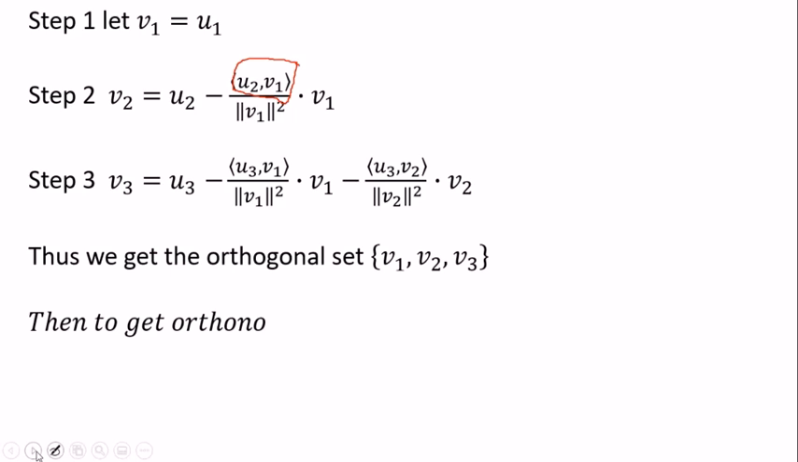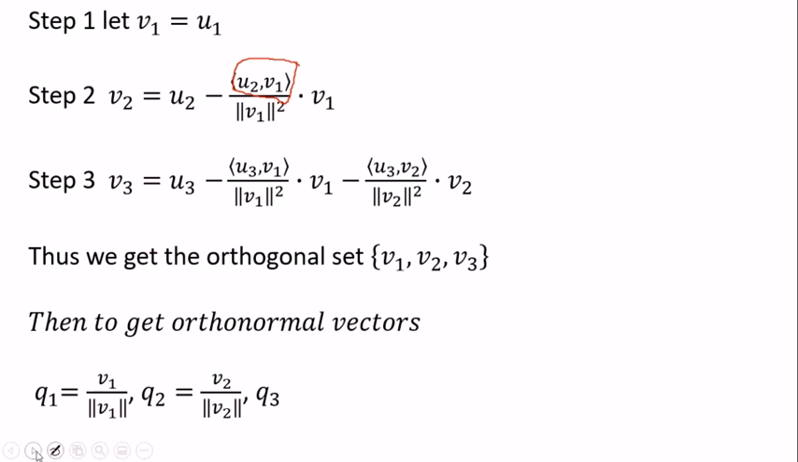Then to get orthonormal vectors we'll write q1 is equal to v1 upon norm of v1, q2 is equal to v2 upon norm of v2, and q3 is equal to v3 upon norm of v3. So these q1, q2, q3 are our required vectors that are orthonormal. Now once you have these formulas, with the help of them we'll try to find some orthonormal set of vectors.